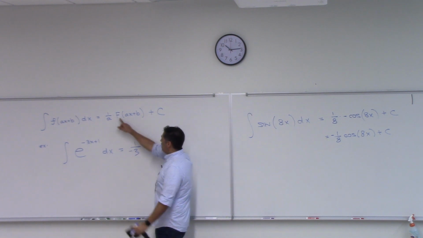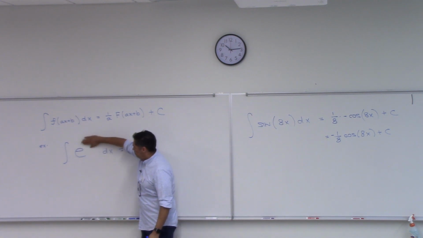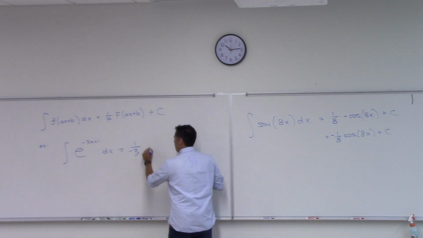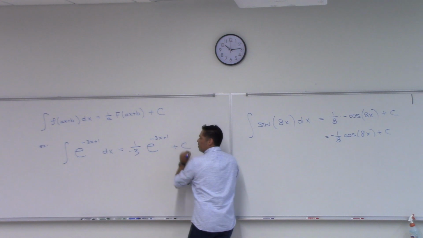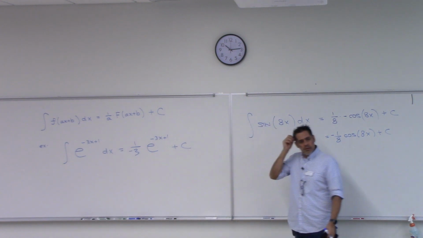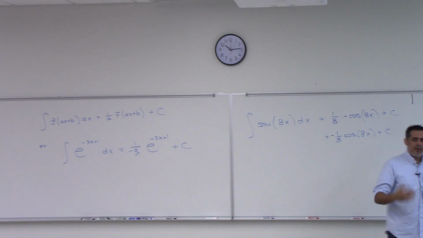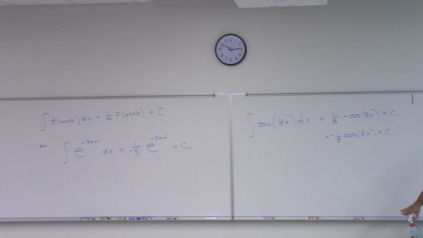And then whatever the antiderivative of this is, like e to something. What's the antiderivative of e to something? Itself. E to that something. And we're done. It just saves you the step of having to do the u sub. All right?